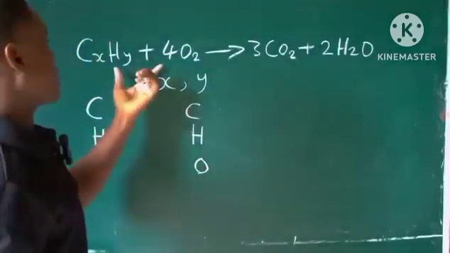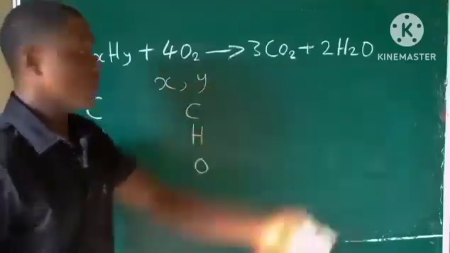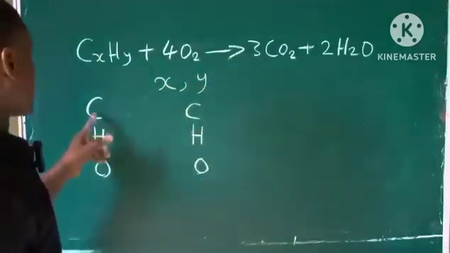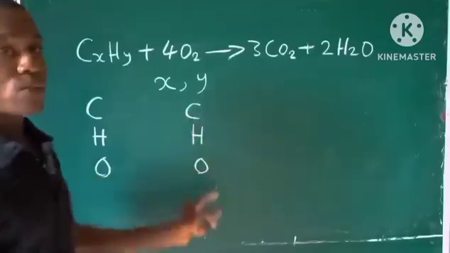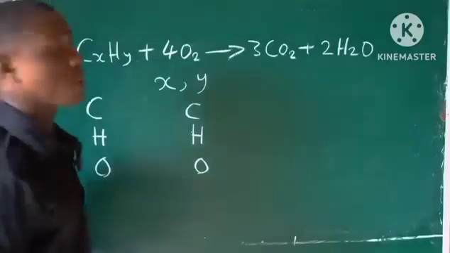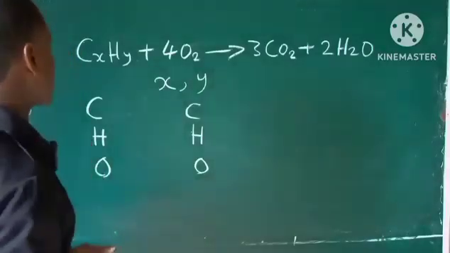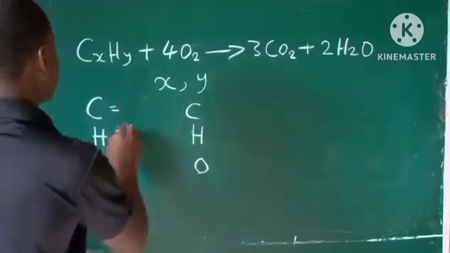Okay, the elements you see here are the same elements you will see here. So we have carbon, hydrogen, and oxygen. So the next step is to write out the given atoms, the given atoms of the subscript.